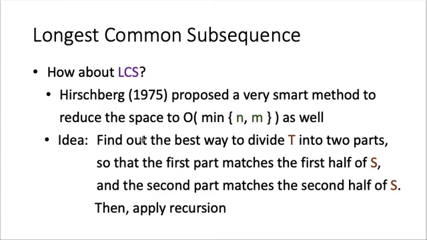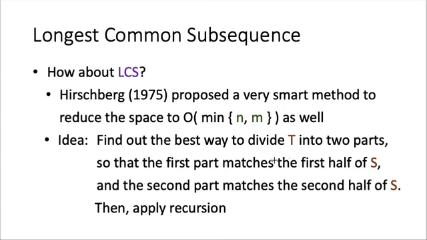Now this idea is we somehow find the best way to divide T into two parts, which could be uneven in length, so that in order to obtain the LCS between S and T, we hope that the first part of T will be matching the first half of S. So for S, it is always half. But for T, it is uneven. So the first part of T matches the first half of S. The second part of T matches the second half of S.